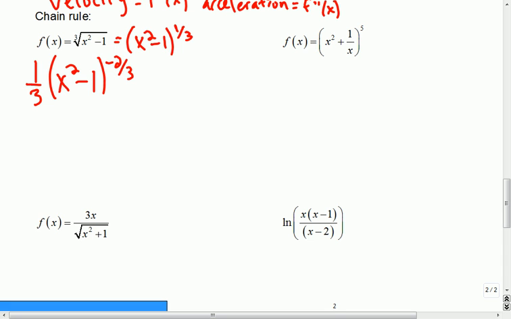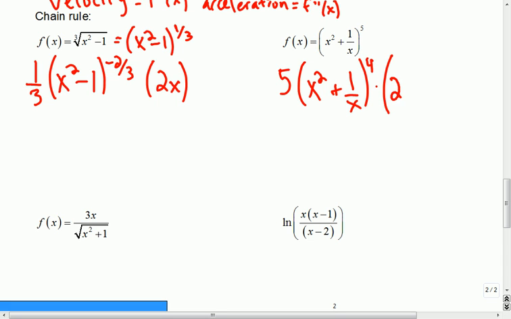So that's the outside function's derivative. That is the inside function's derivative. And same thing if I do the next one. Outside function's derivative and the inside function's derivative.